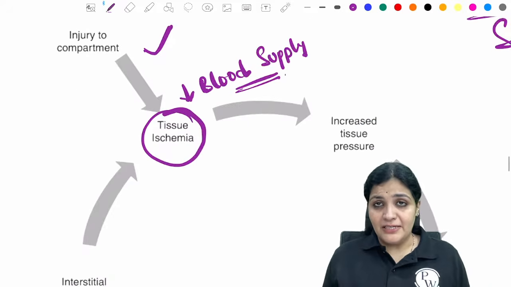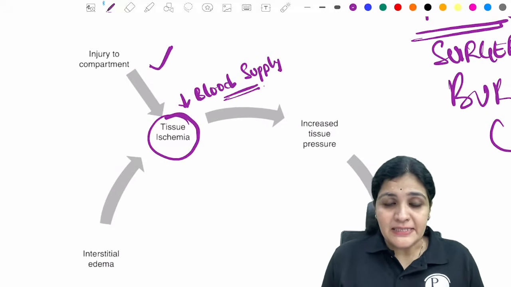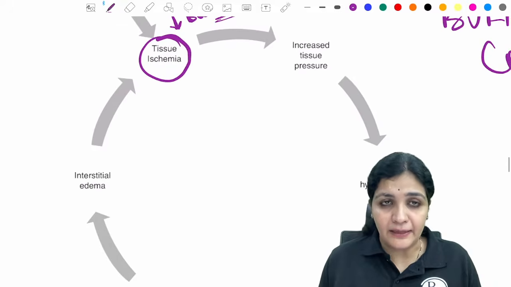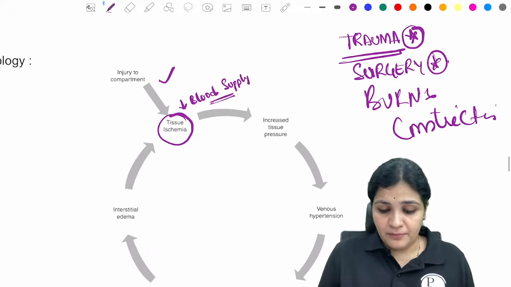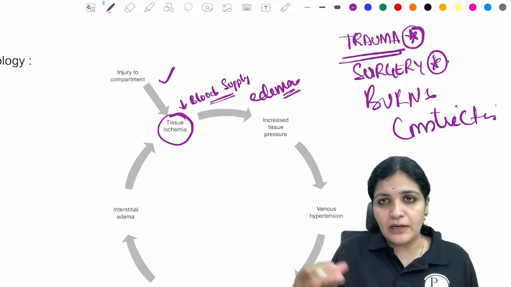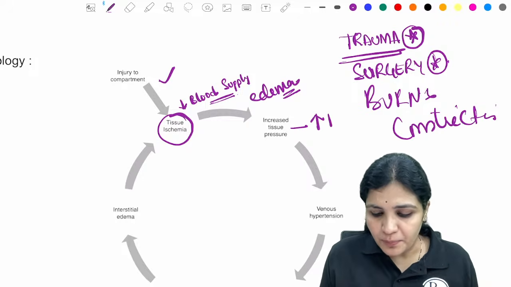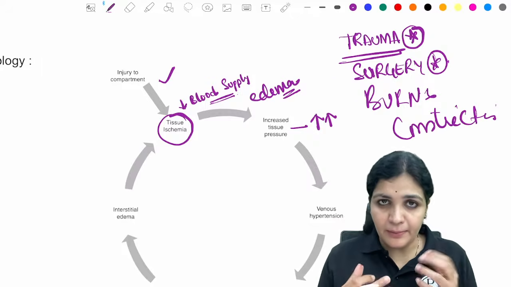So whenever there is a decrease in the blood supply, what happens is it results in edema. Whenever there is edema, or a fluid accumulating there, there will be a raised tissue pressure because of the decreased blood supply. And ischemia is nothing but decreased blood supply.